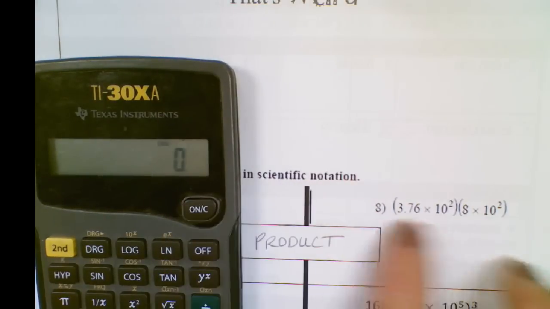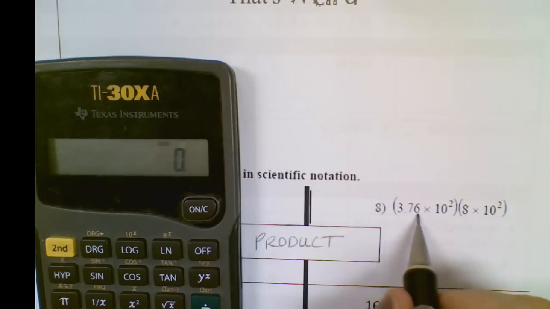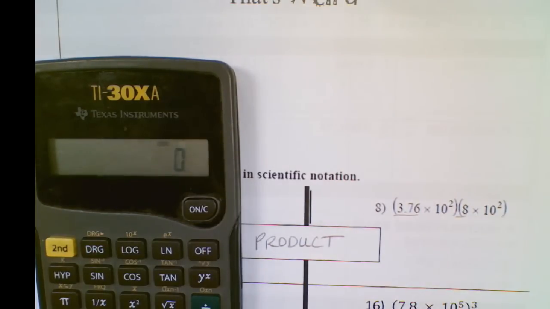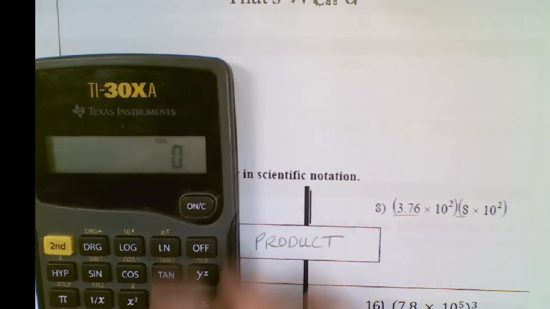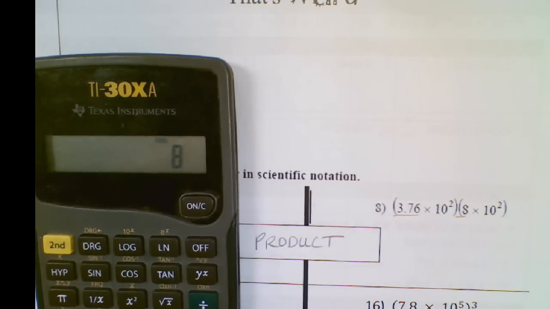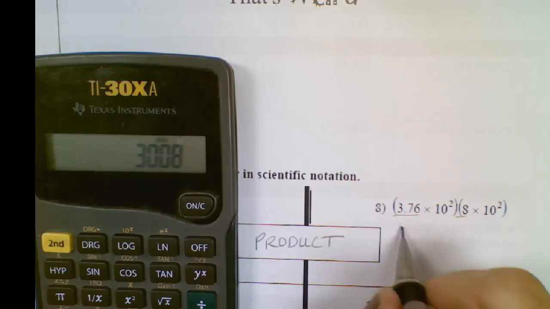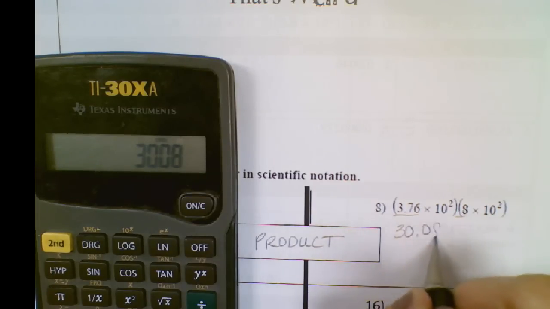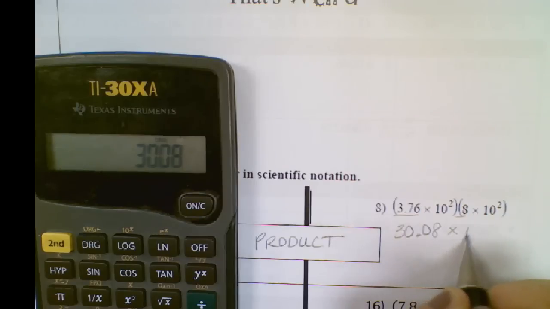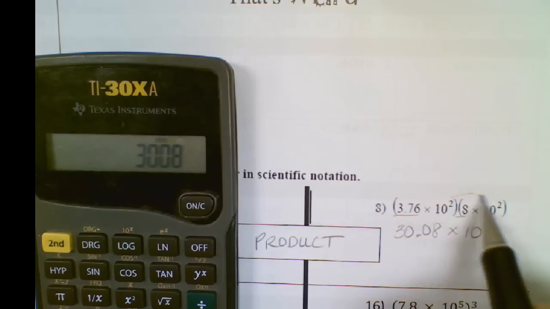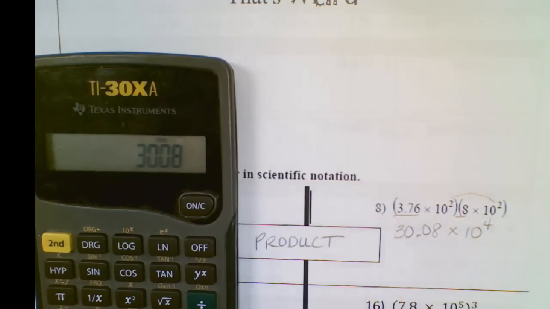So let's figure out our coefficients first. You're going to multiply your coefficients. So 3.76 times 8 equals 30.08 times 10. And now using our product property, I'm just going to add those two exponents and get times 10 to the 4th. Again, make sure that your number is between 1 and 10.